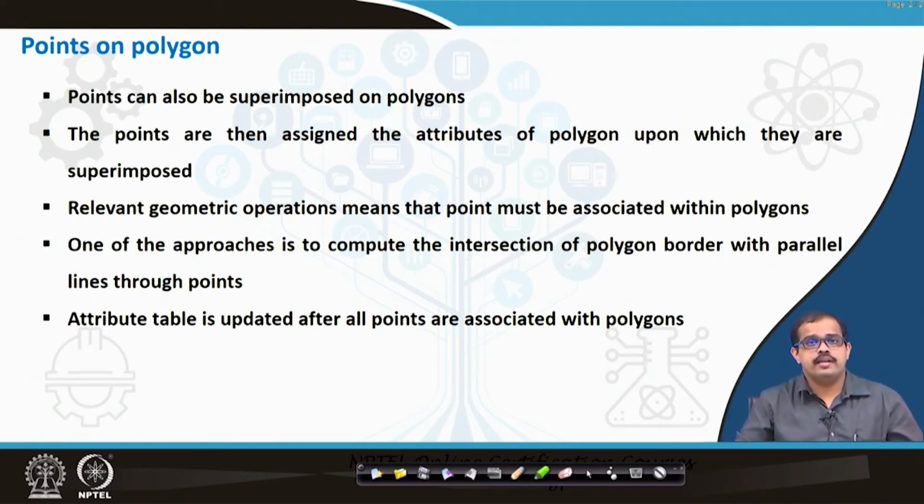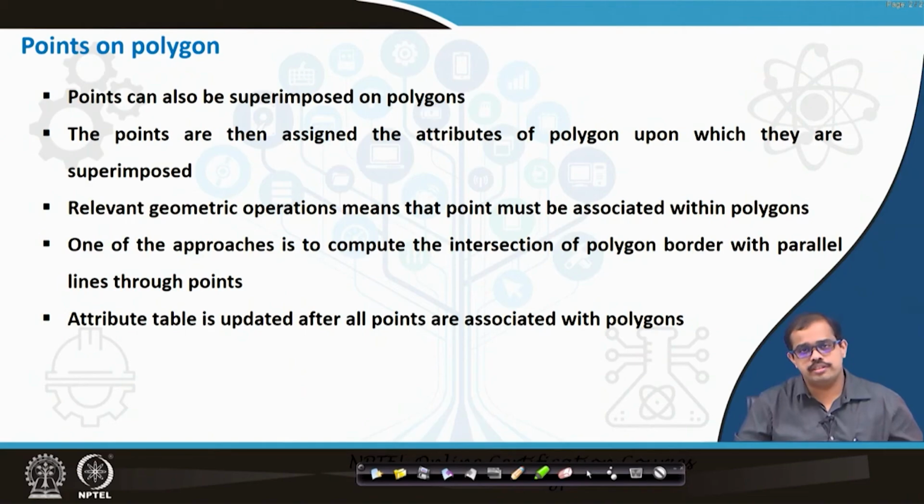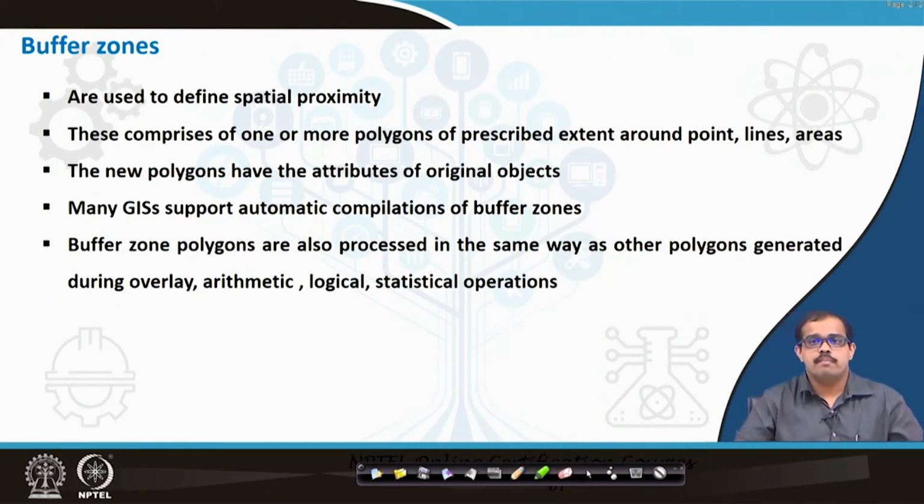Each of these points is added as an attribute. The relevant geometric operation means that points may be associated with polygons. So, one approach is to compute the intersection of a polygon border with parallel lines through points. You use points to compute it, and the attribute table is updated after these points are associated with the polygon. So, any operation on any data set, what is updated is the attribute data.